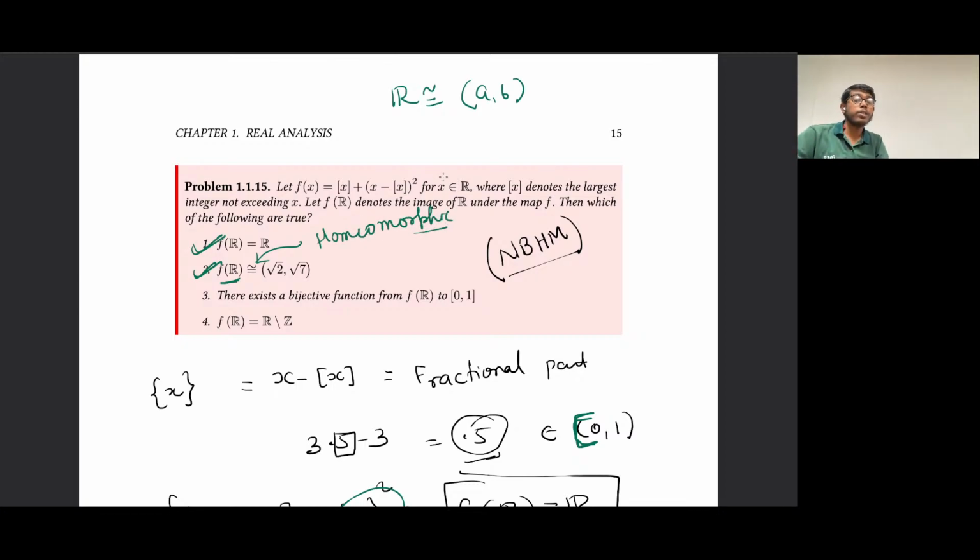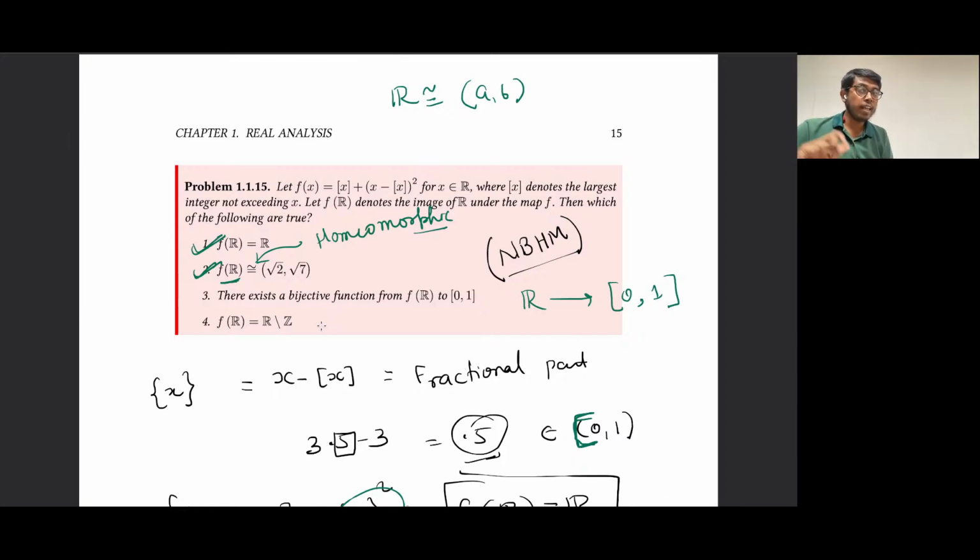The third option says that there exists a bijective function from R to [0, 1]. So does there exist a bijective function from R to [0, 1]? Yes, there exists. It is not asking you for a continuous bijection. See, it is not asking.